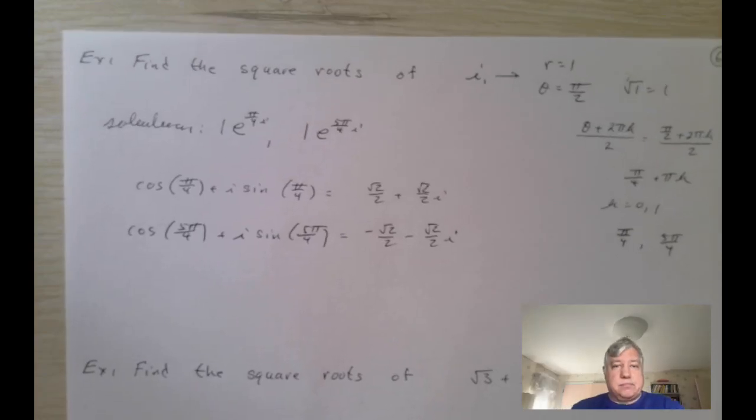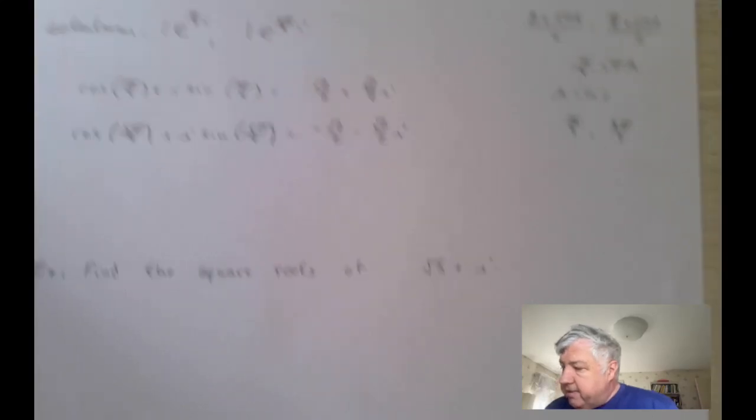So those are actually the two square roots of i, and of course, not surprisingly, one is the opposite of the other. If you multiply one by -1, you get the other. It's the same thing with finding the two square roots of a real number. One is the opposite of the other. Okay, let's do another one.